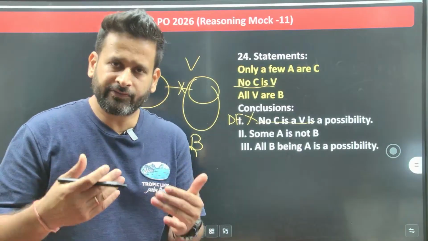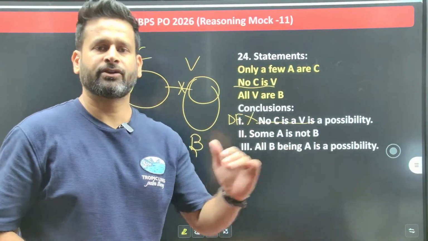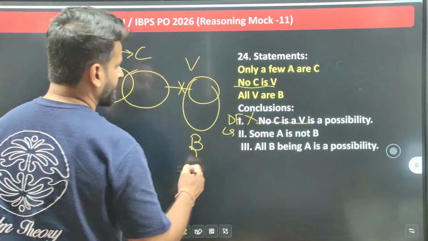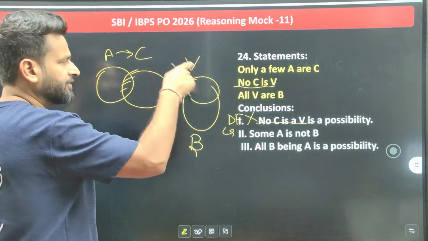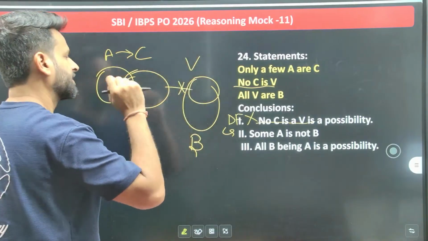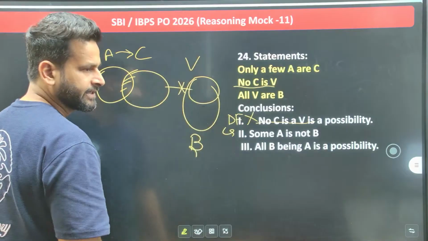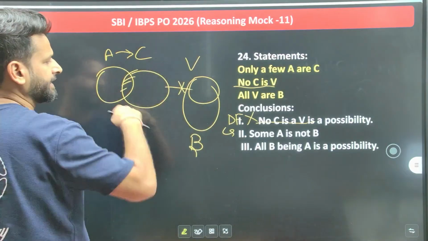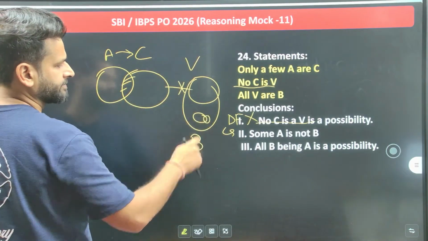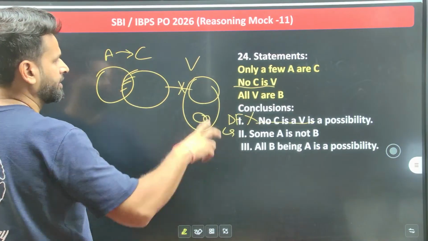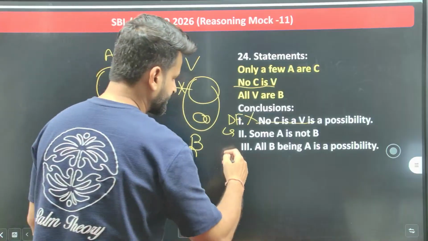Whatever we have already confirmed, its possibility is wrong. Some A is not B. Doubtful. Related to B, the relation of A and C, nothing can be said. If you want, you can place all A and C in this free space. So some A is not C, doubtful. All B being A. Yes, it is a possibility.